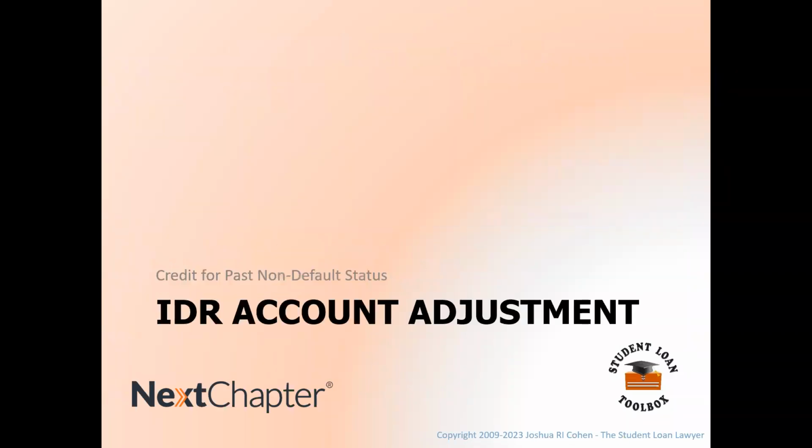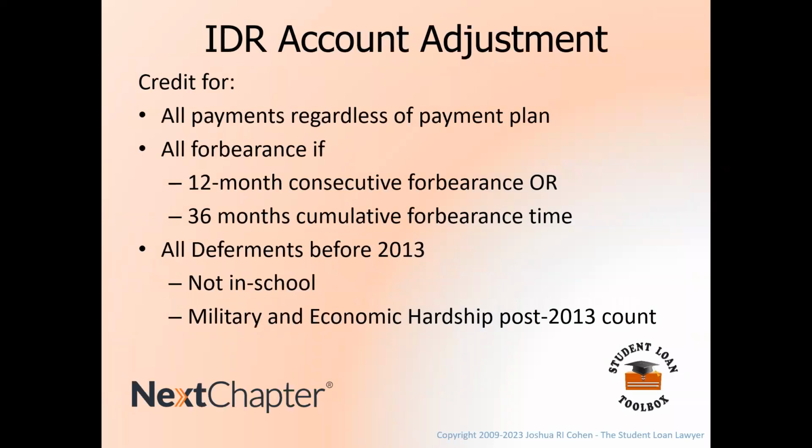But let's talk about this magical thing called IDR Account Adjustment. What this does is give someone credit for all payments they made, even if it wasn't an income-driven repayment plan. They will get credit for all forbearances they've had if they either had at least one 12-month consecutive forbearance or they've had 36 months cumulative forbearance time over the life of their loans. It doesn't matter if it's an FFEL or a direct loan. If they're on IDR for 25 years, their FFEL is forgiven, period. FFEL is always 25 years. It's all on that chart. It's based on the payment plan. So with IDR account adjustment, you will get credit for all of your forbearance time.